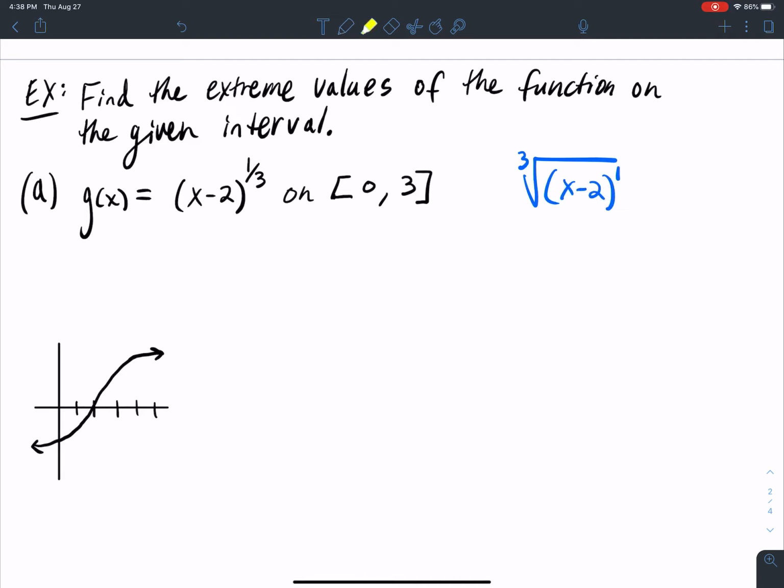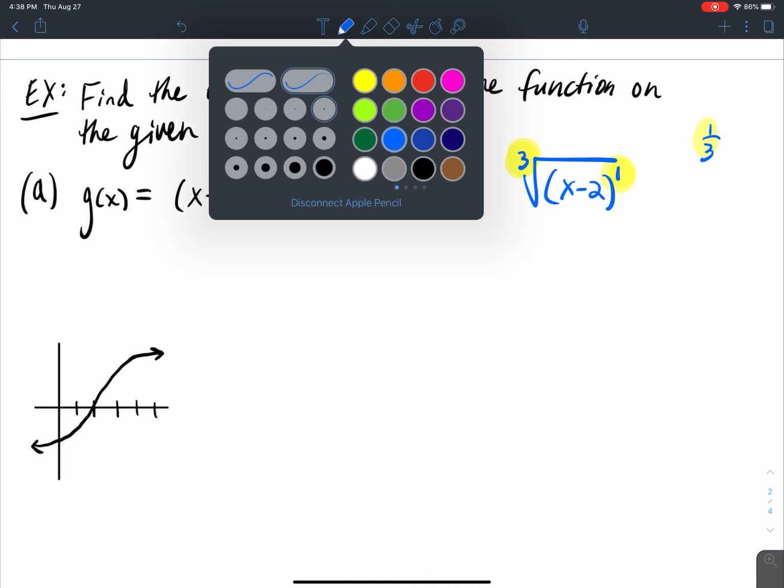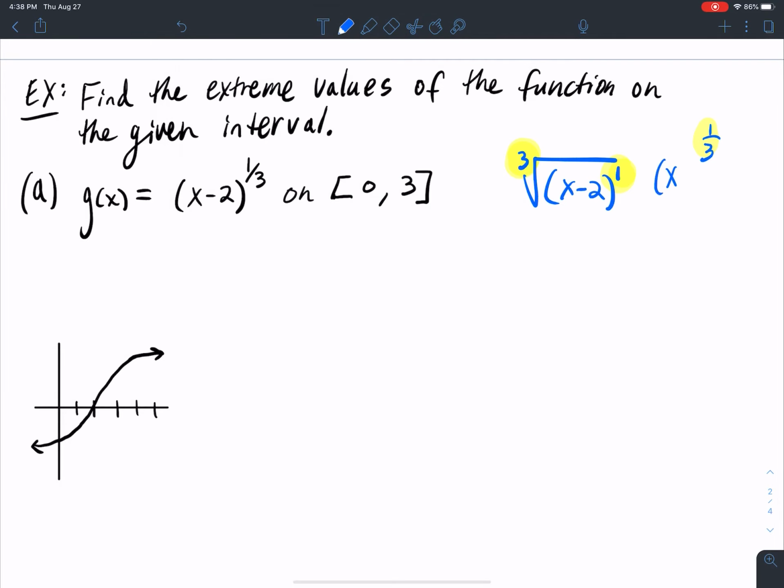Remember the rider and the horsey. The rider goes on top and the horsey goes on the bottom. The rider's in the house and the horsey's outside, right? So the 1 is in the numerator and the 3 is in the denominator for your exponent on the base x minus 2 here. Okay? So this is the radical form, this is the rational exponent form.